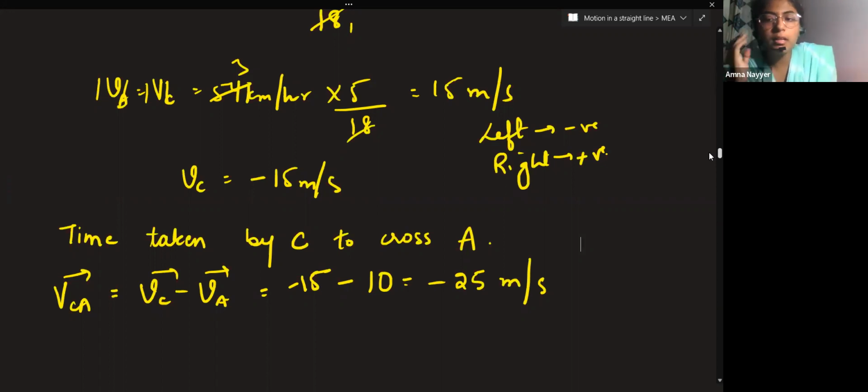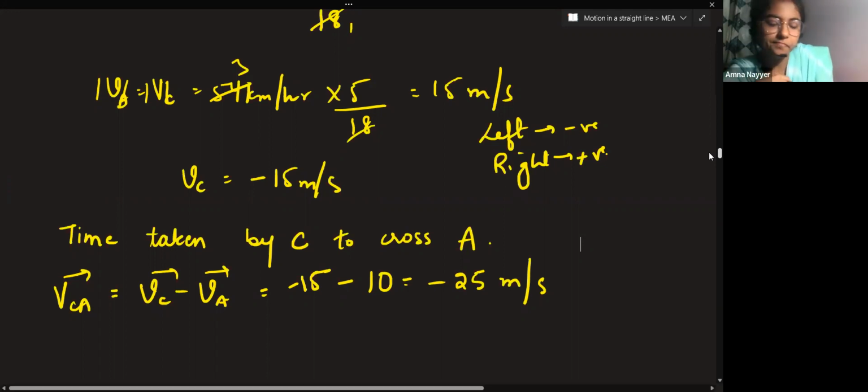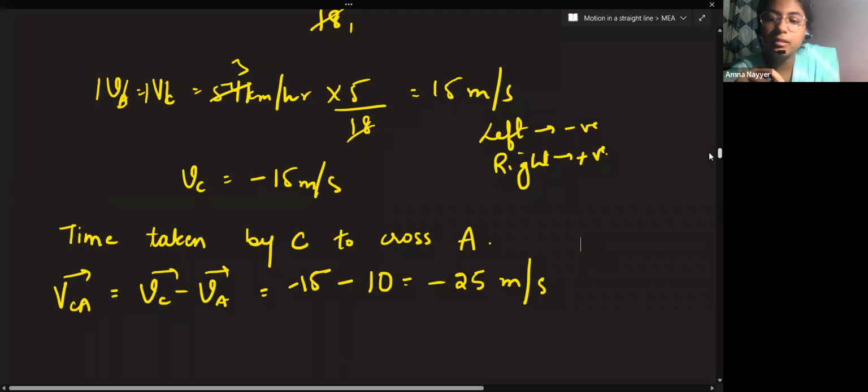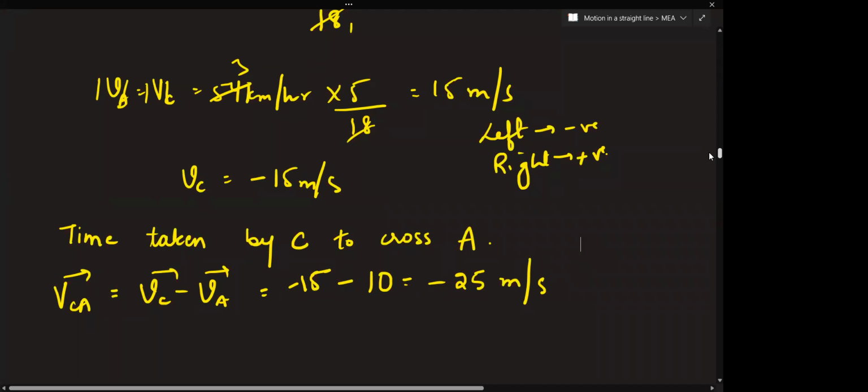Can you repeat, Fatima? Something you answered, I wasn't able to hear. Just repeat, Fatima. Aram, yes, ma'am. What is this negative sign signifying over here? The car is moving towards the left.